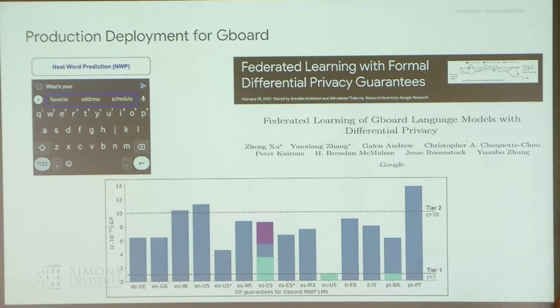Good. Whatever I'm talking about is not a theoretical artifact. It is actually running in production. If you have Gboard, the Android keyboard, and you are using next word prediction, this algorithm is actually running in production. It is running for all the languages listed here. There is a blog post that Brendan McMahan and I wrote for the initial version, which was for Spanish. Now it is for all these languages, and there is a full-blown paper on federated learning of Gboard models with differential privacy.